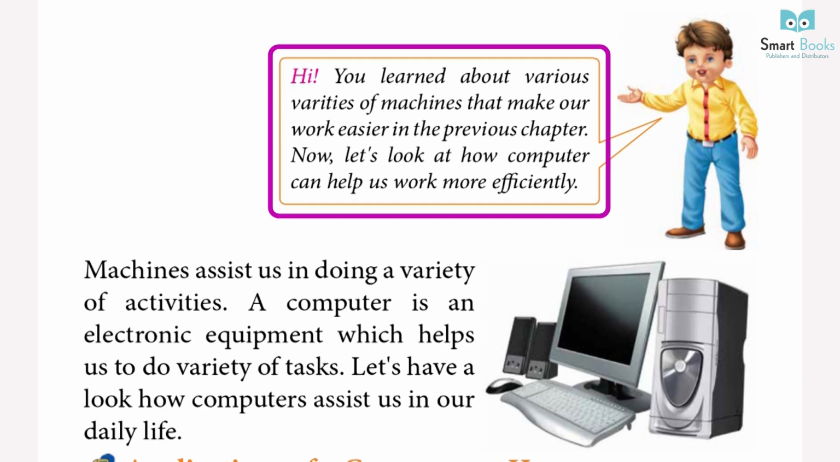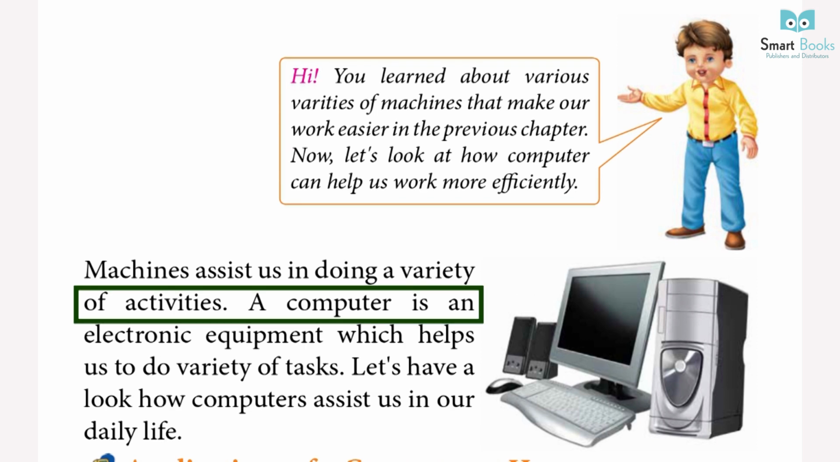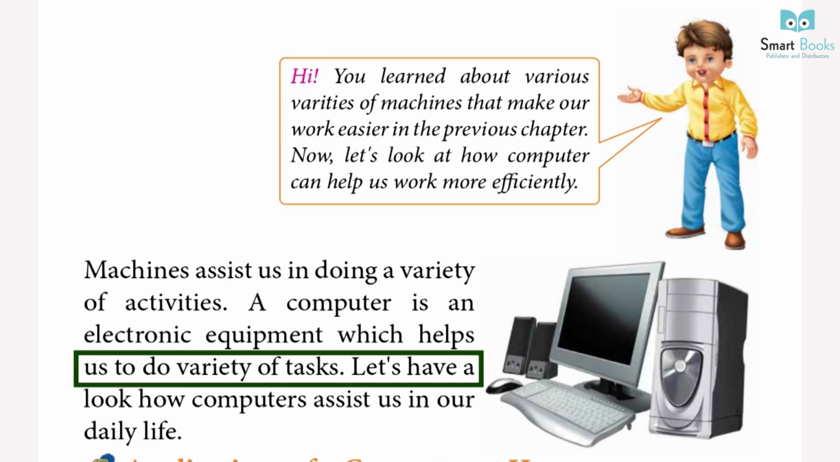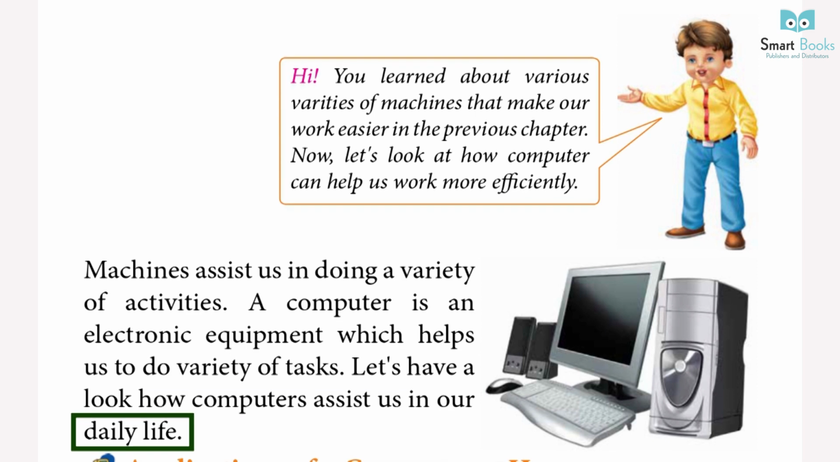Hi, you learned about various varieties of machines that make our work easier in the previous chapter. Now, let's look at how a computer can help us work more efficiently. Machines assist us in doing a variety of activities. A computer is an electronic equipment which helps us to do a variety of tasks. Let's have a look at how computers assist us in our daily life.